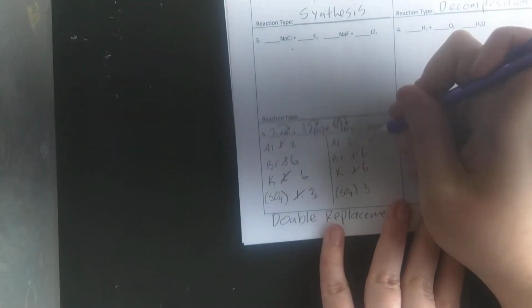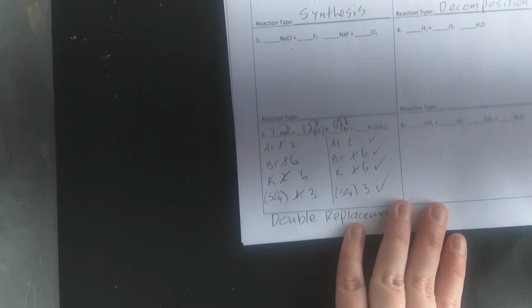Okay, so now, if I want my BRs to match, I put a 2 here. 2 times 3 is 6. 2 times 1 is 2. So now if I look carefully, these match, these match, these match, these match. They all match.